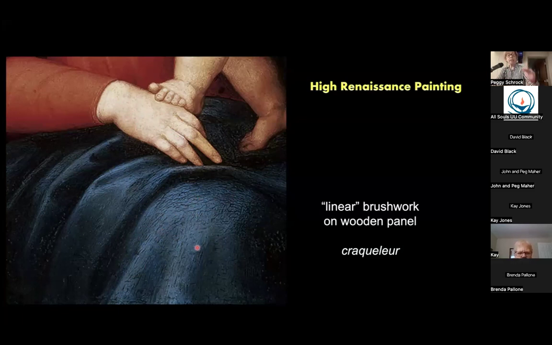He's making contour lines, and contour lines are lines that follow the exterior surface of a form. So it's following the shape and curvature of that. Now this Marian blue drapery, and the craquelure is sort of revealing those brushworks, but that wouldn't have been visible at the time. That would have been very smooth.